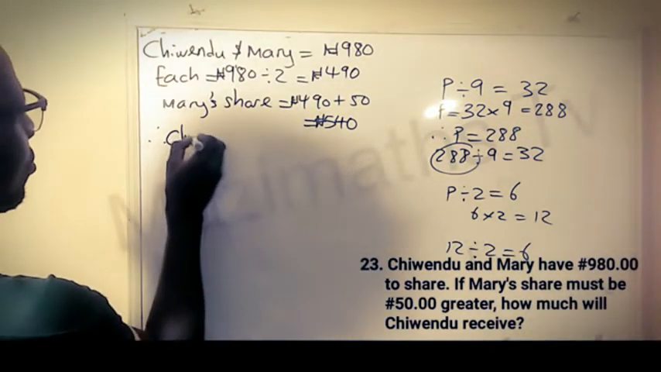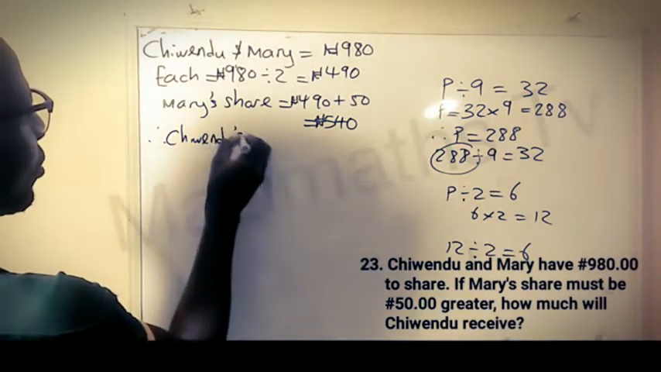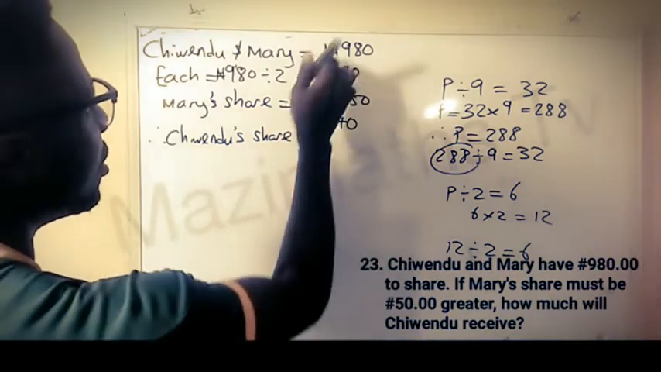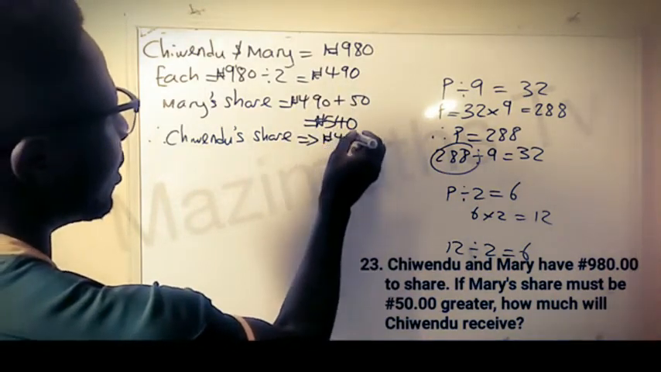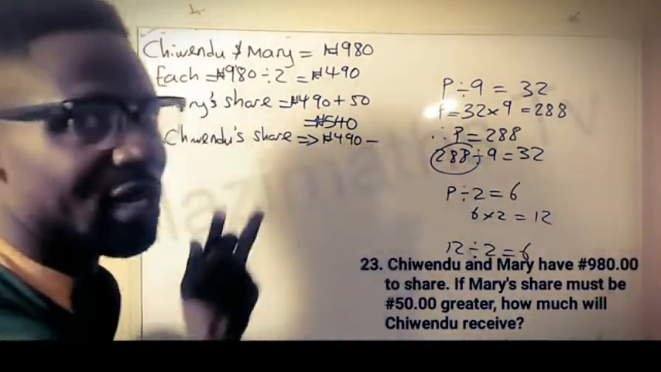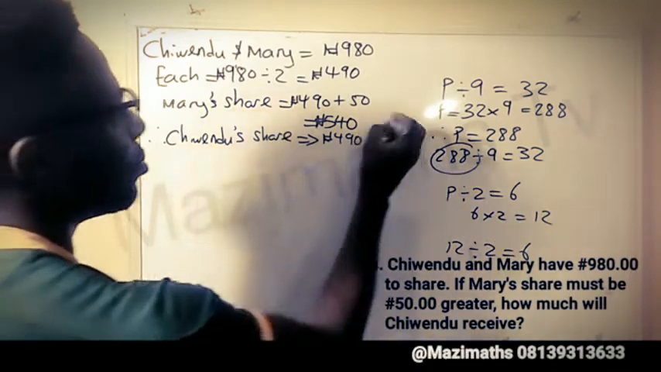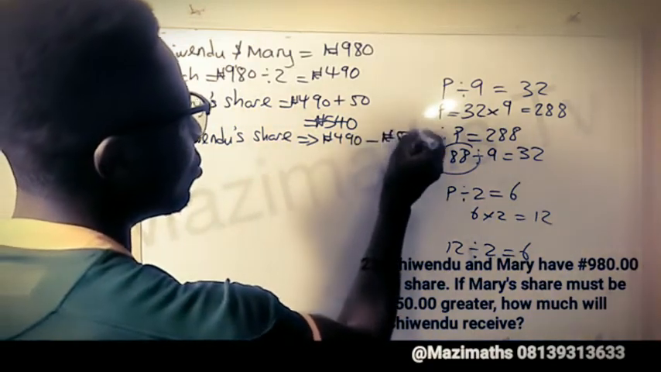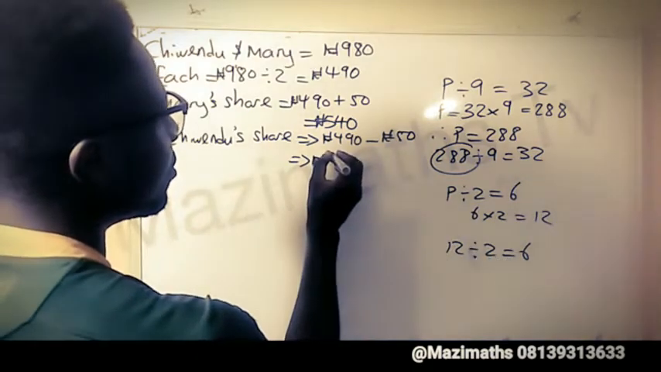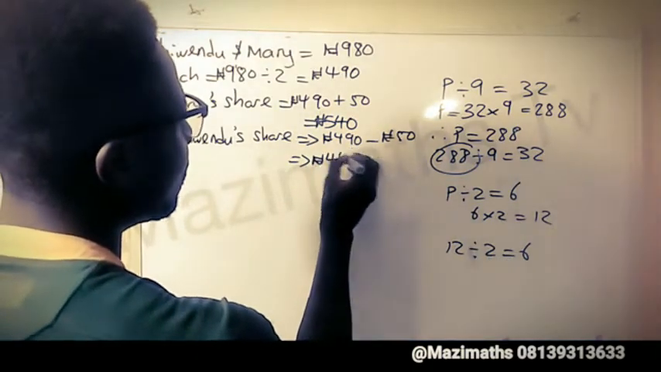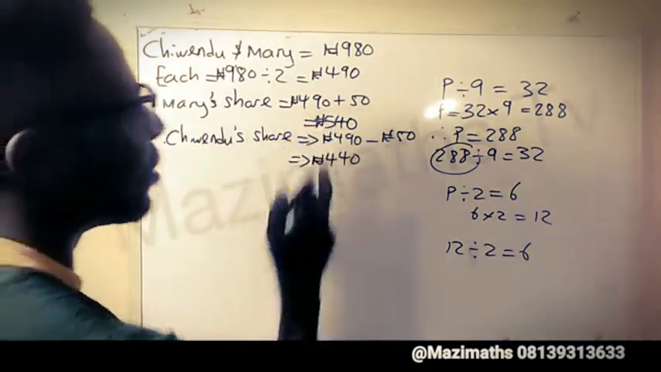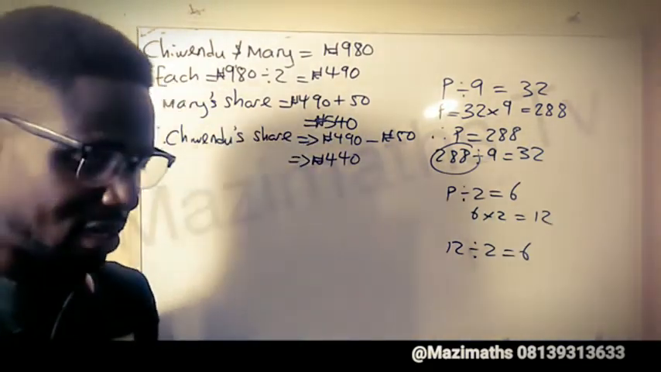So therefore, Chiwendu's share will be, since both of them first shared the money equally, which is 490 naira, and then Mary received 50 naira more than Chiwendu, you take away that 50 from Chiwendu's share. So at the end of the day, Chiwendu will receive 440 naira, while Mary received 540 naira. So that's that about that one.